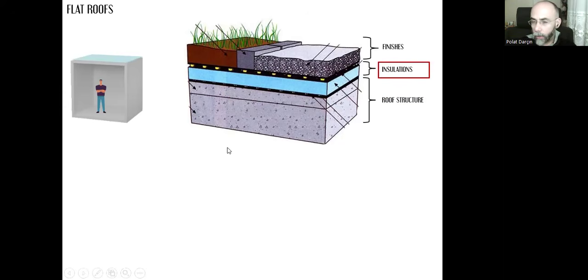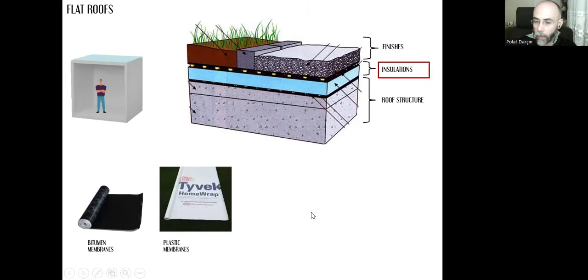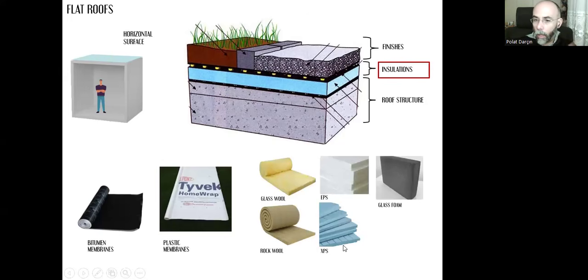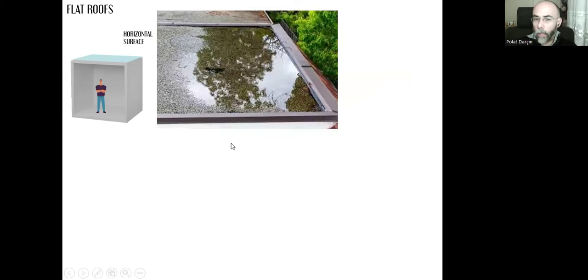And over this structure, we can place the same type of insulations, either bitumen membranes or plastic membranes, or let's say glasswool, rockwool, EPS, XPS, or glass foam as the heat insulation. And over these insulations, we can place the finishes. But I said almost horizontal.